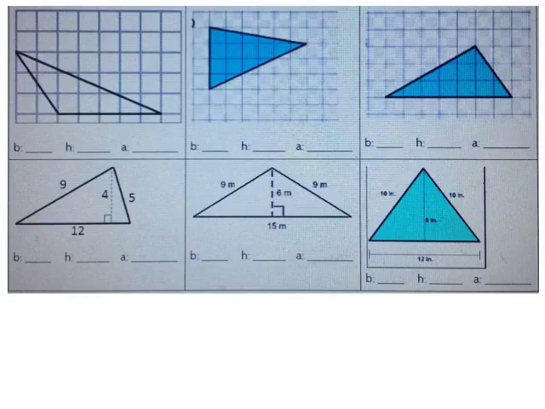I can find the area of triangles by finding the base and height, multiplying, and then dividing by 2, because a triangle is half of a parallelogram. Let's find the base, height, and area of the first triangle.